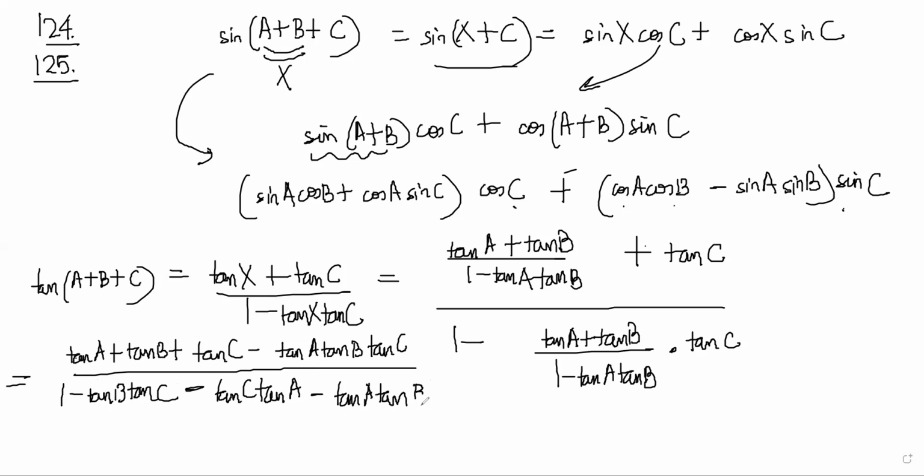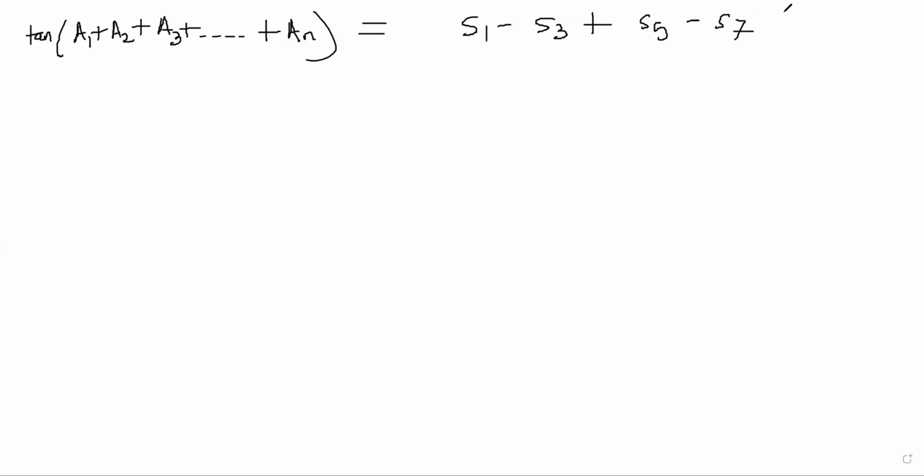Okay. And in this result, there is a nice pattern that he asks you to notice. If you look at article 125, he's trying to generalize this. Suppose you are doing a tan of not just 3 but n angles, a1 plus a2 plus a3 till an. So he's saying that will always be equal to s1 minus s3 plus s5 minus s7 plus so on by 1 minus s2 plus s4 minus s6 plus s8.